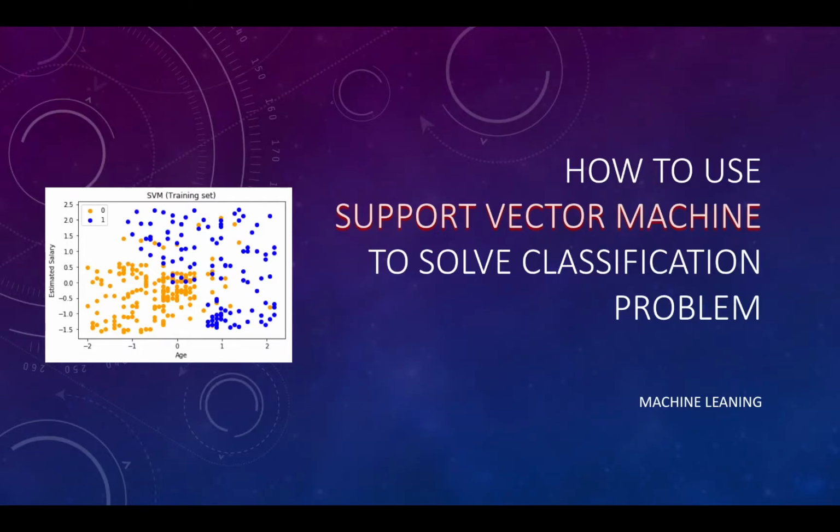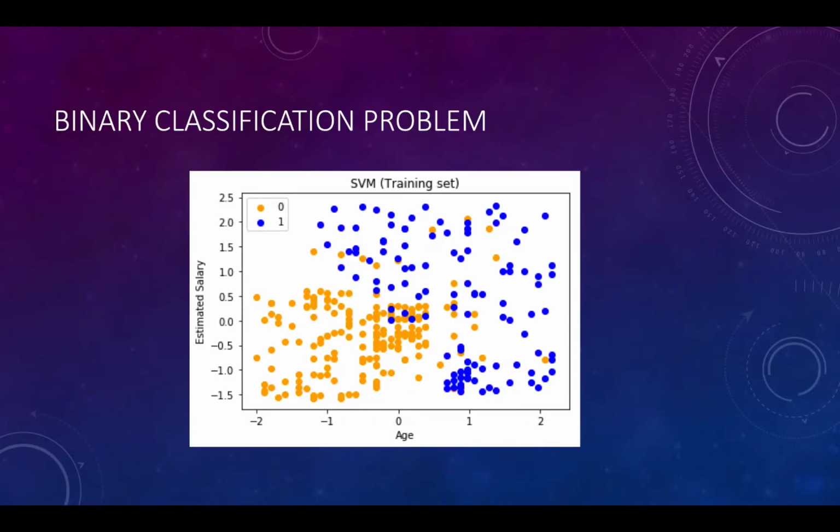Hello everyone. Today let's talk about how to use support vector machine to solve classification problem. Let's see the binary classification problem first. We have customers and we know their age and estimated salary. We also know some of them buy our products and some of them do not.